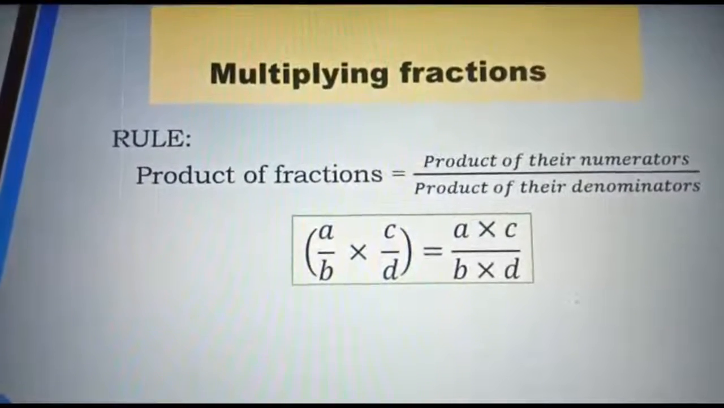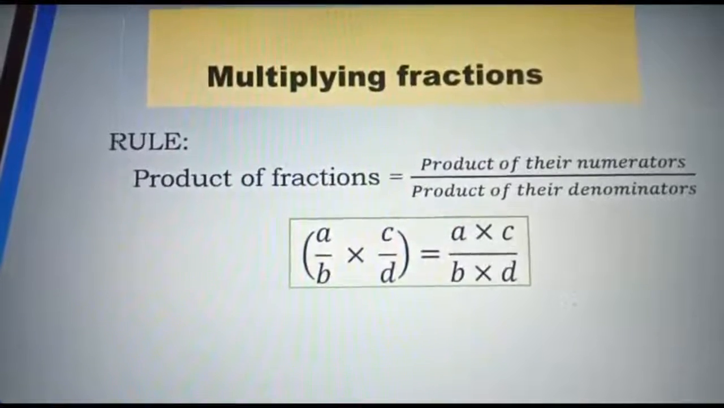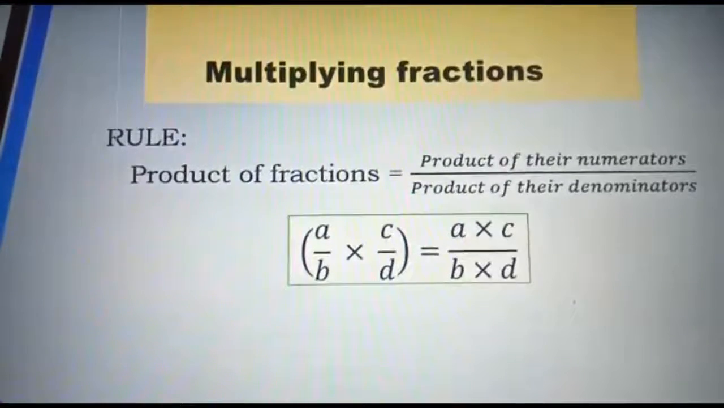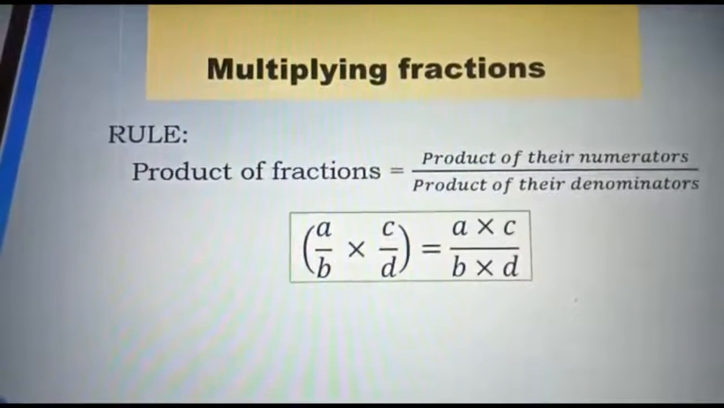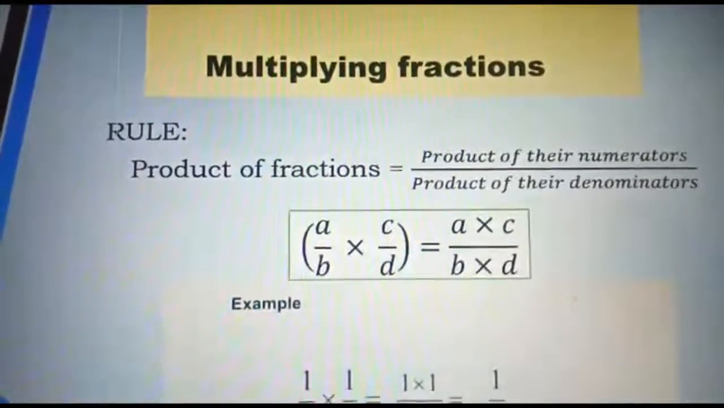Suppose the first fraction is a by b, and the next fraction is c by d. How can we multiply? We multiply the numerators, a and c, so a into c, and then the denominators, b into d. I'll show you one example.